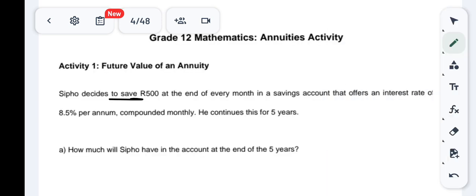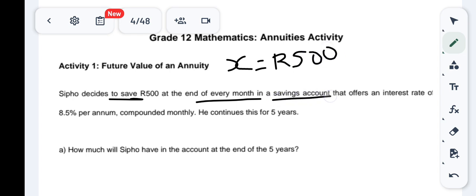Sipho decides to save 500 at the end of every month. So Sipho is making an equal payment of 500 at the end of every month. What is 500 in this case? 500 is your X, right? In a savings account, of course this is future annuity, that offers an interest rate of 8.5%. So that is your I, which is 8.5%, right?